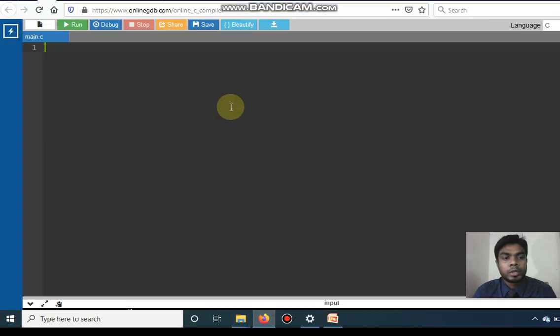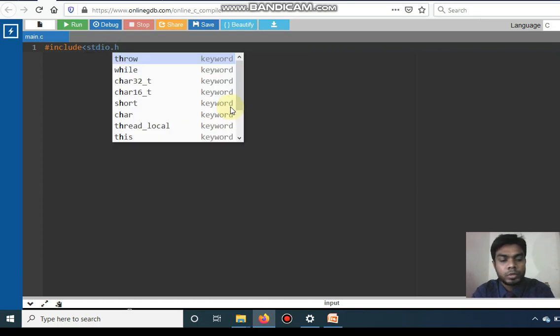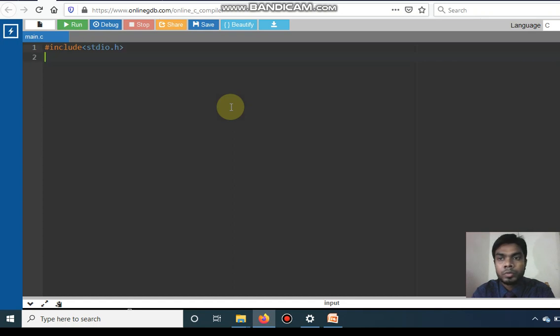So here is the online compiler. Let me write down the code first. As I already mentioned, we have to write the header portion first. What is our header portion? Hash include, then inside the angle brackets you write stdio.h, and close the angle bracket. Then we write our body part. The body part starts with the main function, so write void main. It will indicate the starting point.